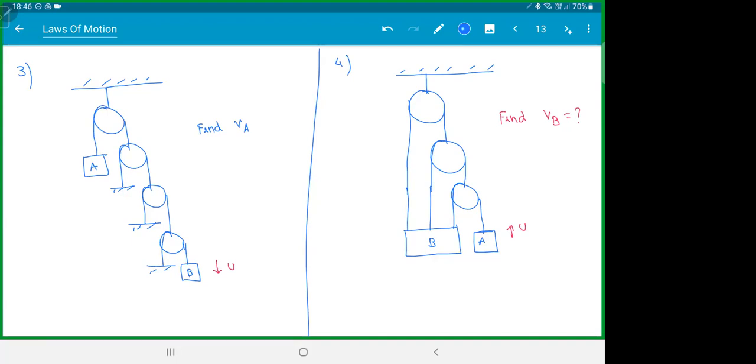First one, what do you do? Step 1, label the tension. Which one to take as T? It doesn't matter. You can take any one as T. I'll take this as T. So if this is T, this is T, this will be 2T.